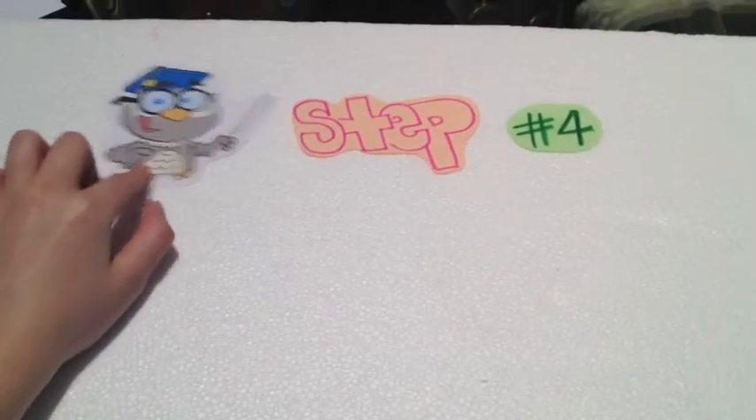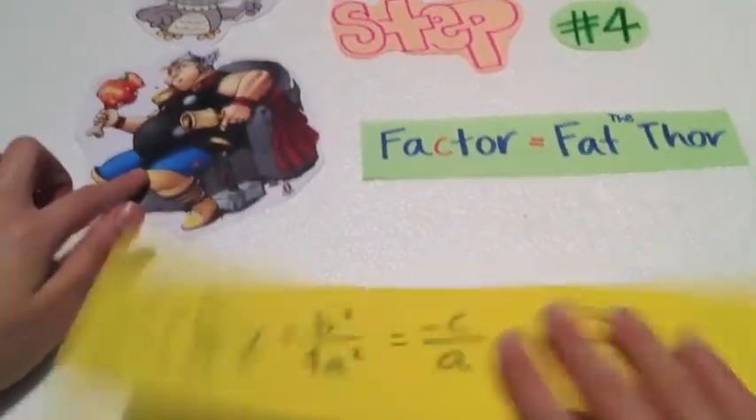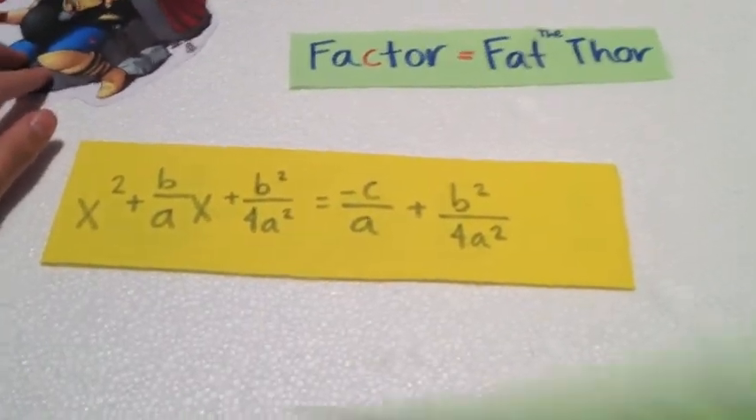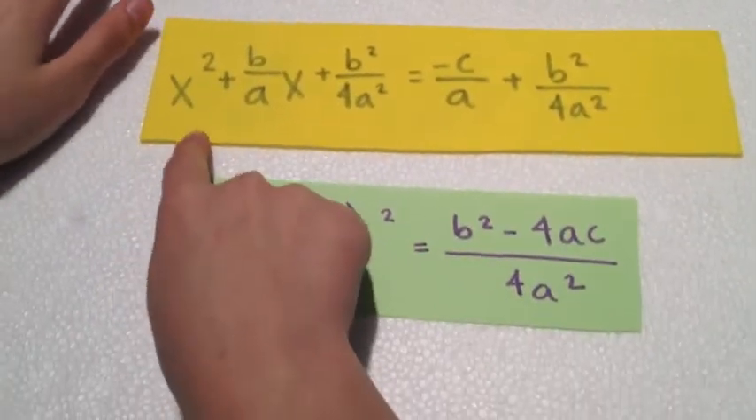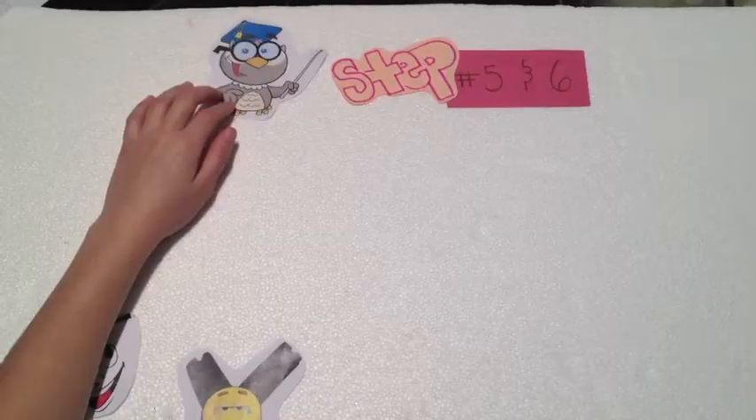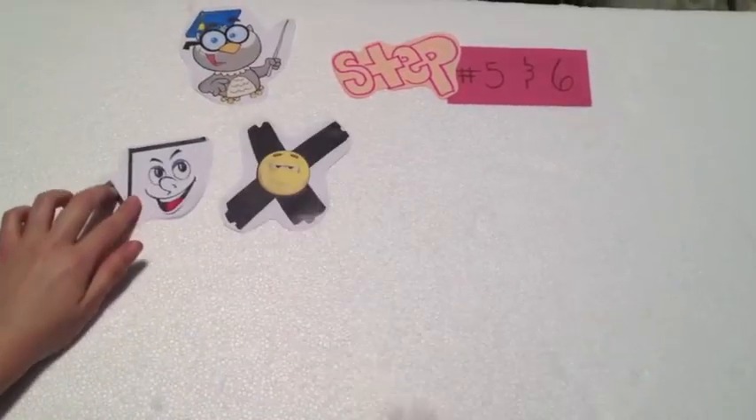For step number 4, we have the help of my friend Factor. Hi guys, I'm Factor. On the next step, you need to factor the equation. You take the square root of the first and third term of the left side of the equation. Then, on the other side, you add the terms. For steps number 5 and 6, we have the help of my friends square root and x.